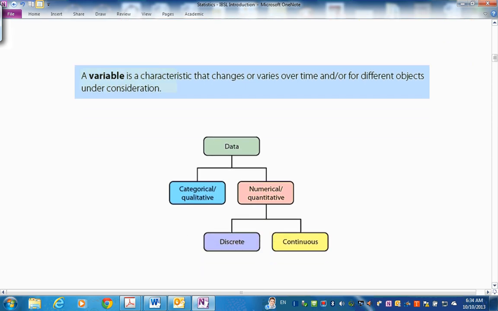Okay, here we are. What are we measuring? Well, we're measuring a variable, aren't we? Something that's varying, whether it be the time you get to school, or who people are going to vote for, or the length of lifetime of a motor in your car. So a variable is a characteristic that changes or varies, and that's what we're interested in: measuring the state of it, measuring statistics around it over time and for different objects under consideration.